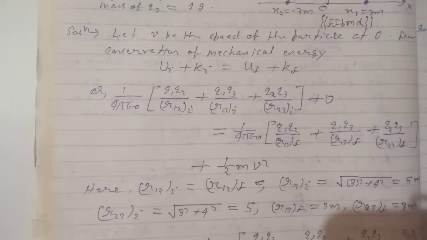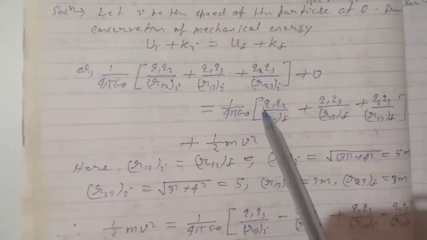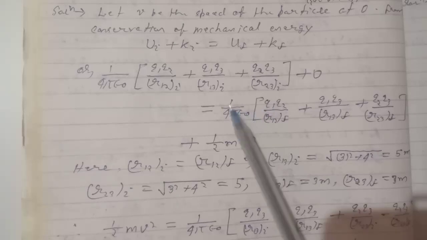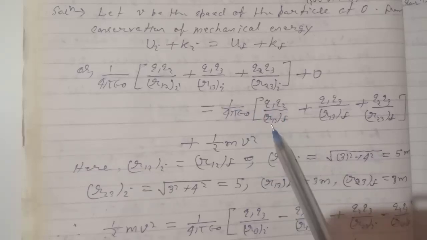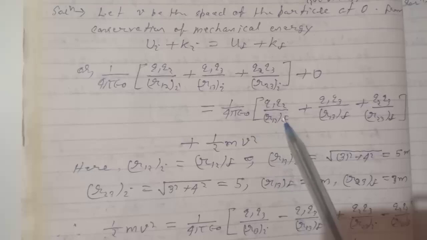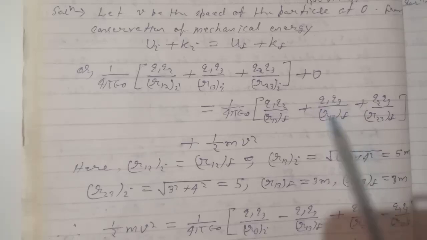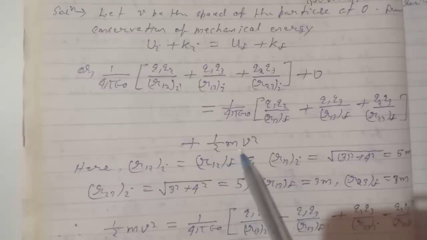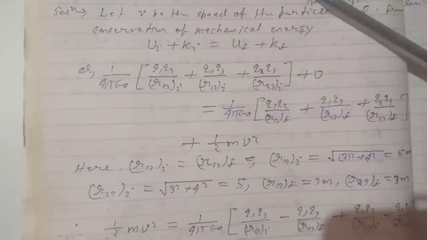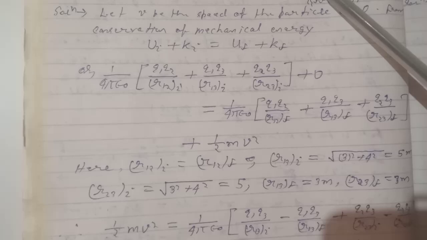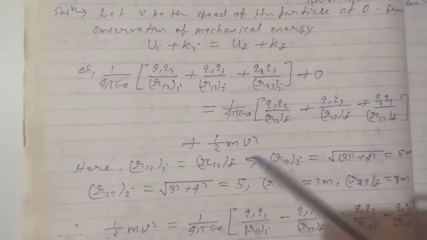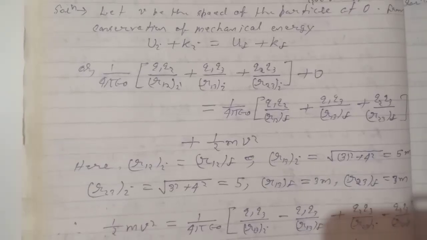This equals the final potential energy, 1 by 4 pi epsilon naught Q1 Q2 by R12 final, where final represents the final distance between charges 1 and 2, similarly plus Q1 Q3 by R13 final plus Q2 Q3 by R23 final, plus 1 by 2 m v square. We are considering that the velocity of charge 3 at O is v. So this is the final kinetic energy of the particle.